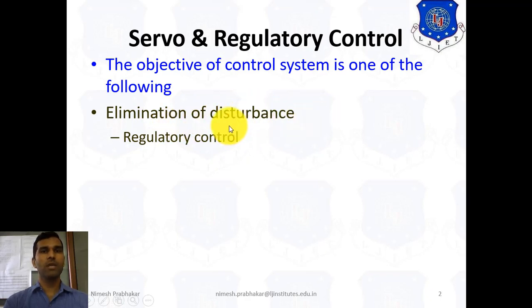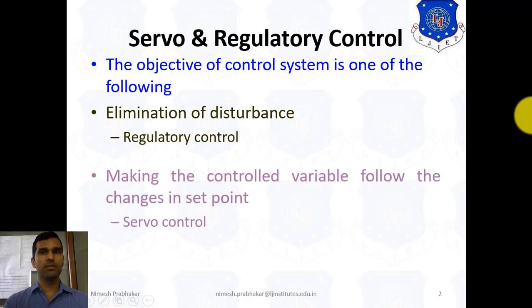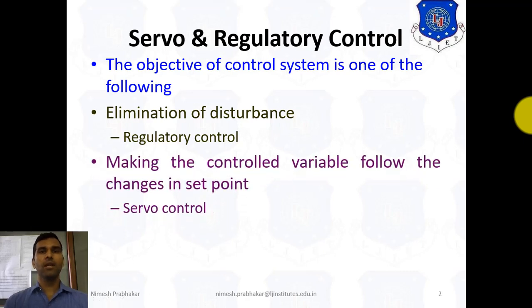The second objective of a control system is making the controlled variable follow the change in set point. That can be achieved by using servo control. So these are the two basic types of control in any control system. The first one is servo control and the second one is regulatory control. Now we understand them one by one.